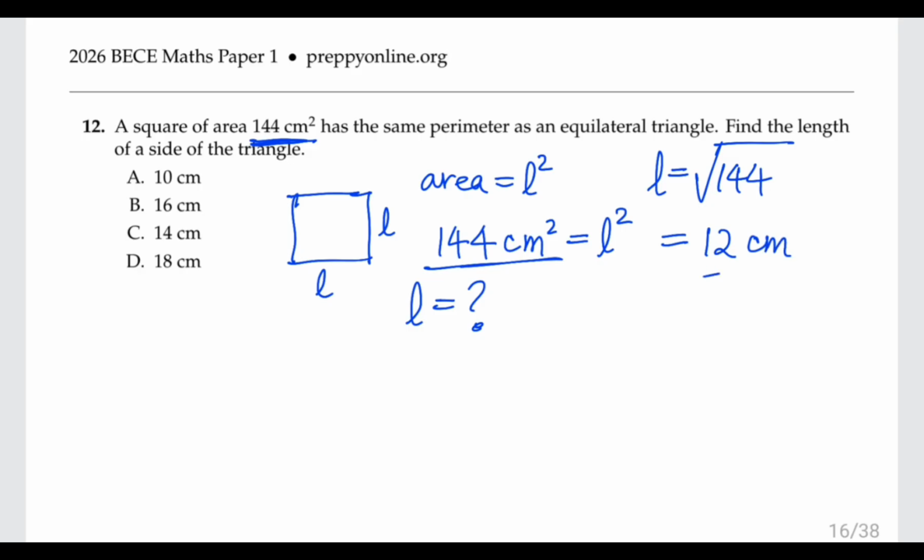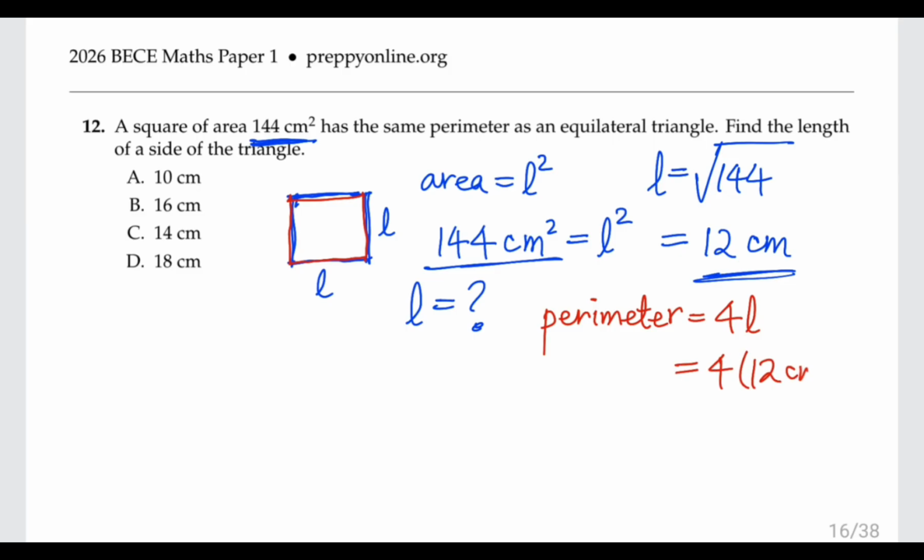Now, if L is 12 centimeters, then what is the perimeter of the square? The perimeter is just the distance around the whole figure. So we have 4 sides: 1, 2, 3, 4. So the perimeter is just 4 times L. And we've already found L to be 12. So 4 times 12 centimeters gives us 48. That's the perimeter of the square.